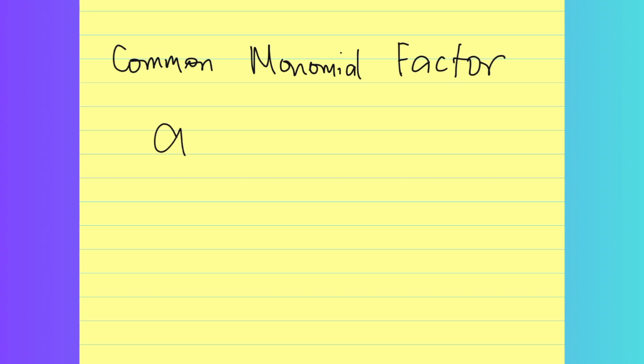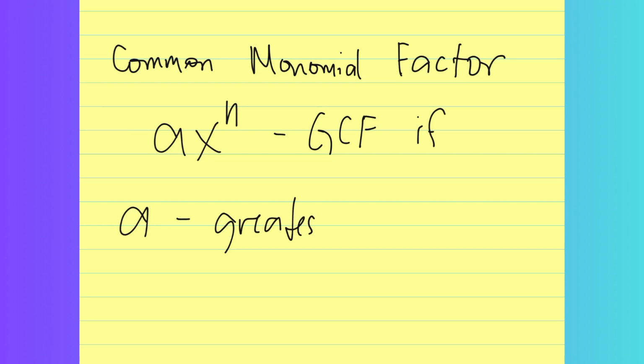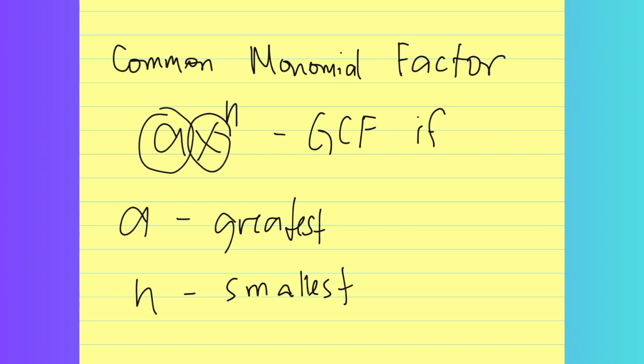Thus, the term ax raised to n is the GCF of a polynomial if a is the greatest integer that divides each of the coefficients of the polynomial, and n is the smallest exponent of x in all terms of the polynomial. And take note, our a is what we call the leading coefficient, our x is our variable, and our n is our exponent.